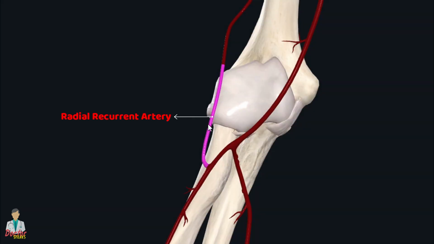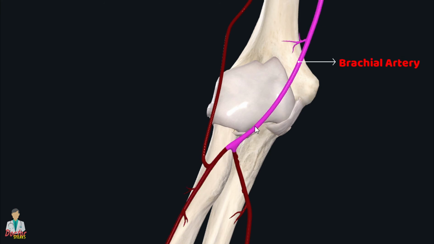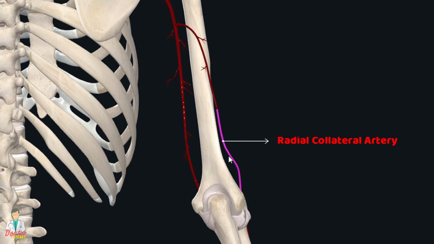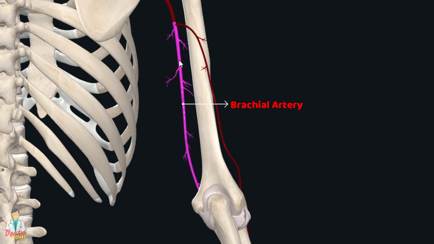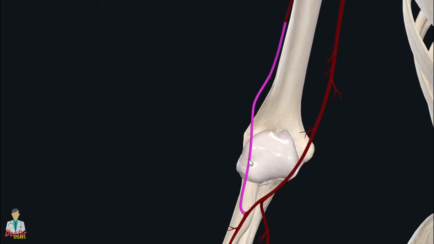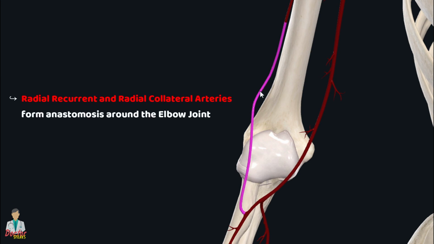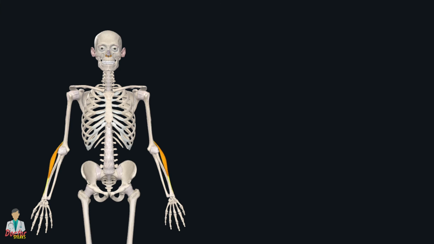The radial recurrent artery is a branch of the radial artery, and the radial artery arises as a lateral division of the brachial artery, while the radial collateral artery, as you can see, is a branch of the profunda brachii artery. And then the profunda brachii artery arises from the brachial artery. These two arteries, that is the radial recurrent and radial collateral arteries, form anastomosis around the elbow joint, as you can see. So this was a tutorial on the extensor carpi radialis longus muscle.